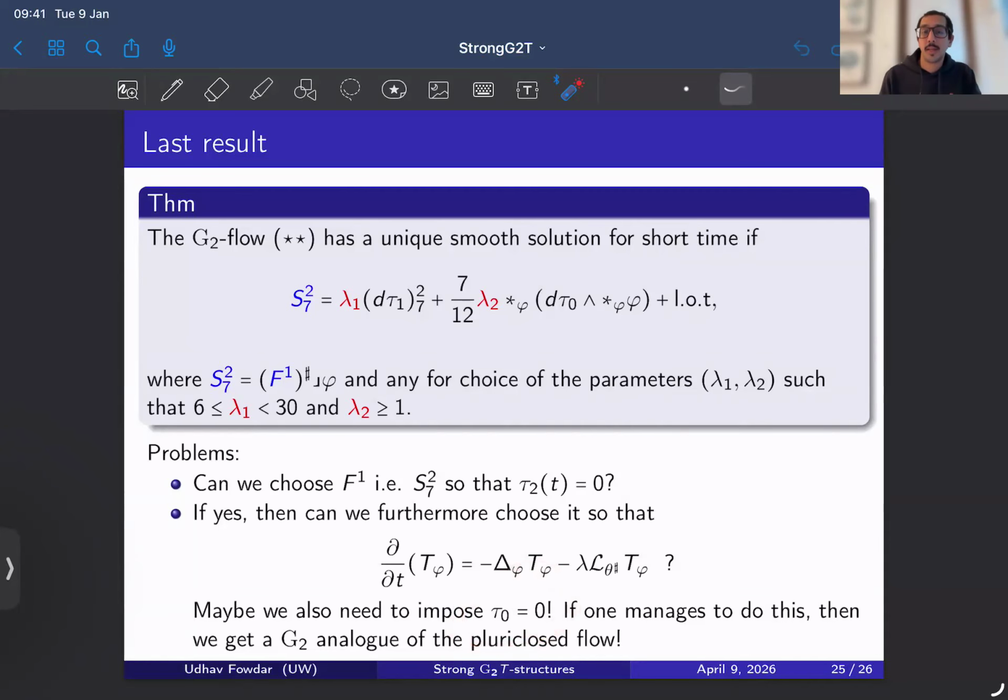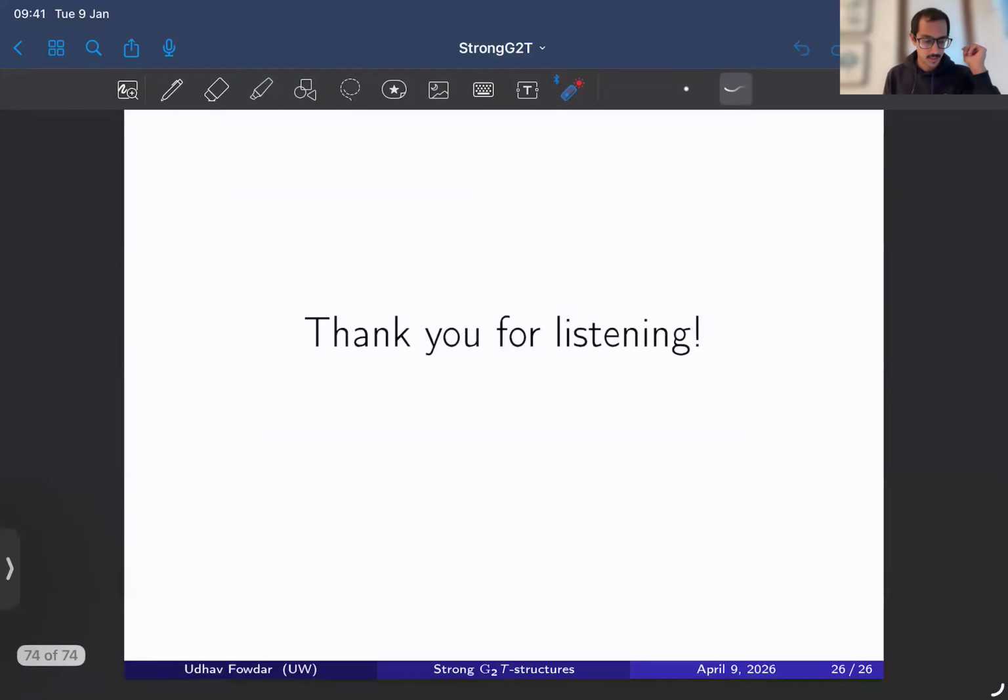But it is tempting to believe, because of the analogy in the previous theorems, that the Nijenhuis tensor is somehow related to this torsion tau naught, that if you impose that tau naught is zero, then somehow the manifold would behave a little bit like in the complex situation, and you might be able to make this G2 version of the pluriclosed flow work. But we don't know if that can happen. Okay, so that's all I wanted to say in this talk.